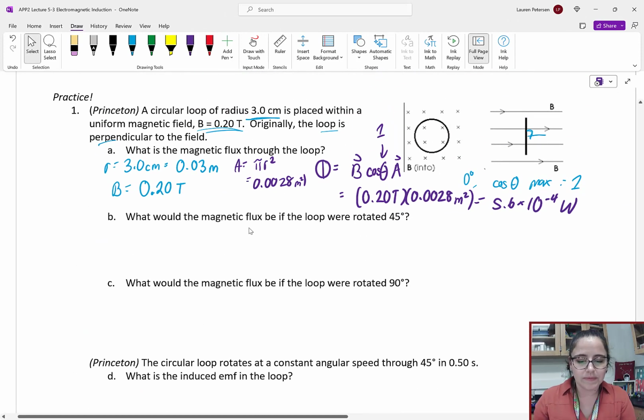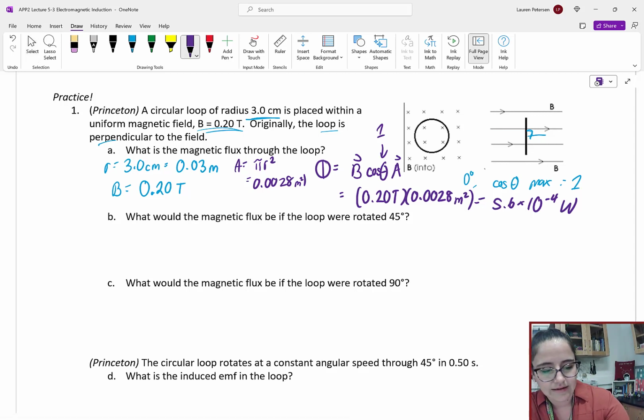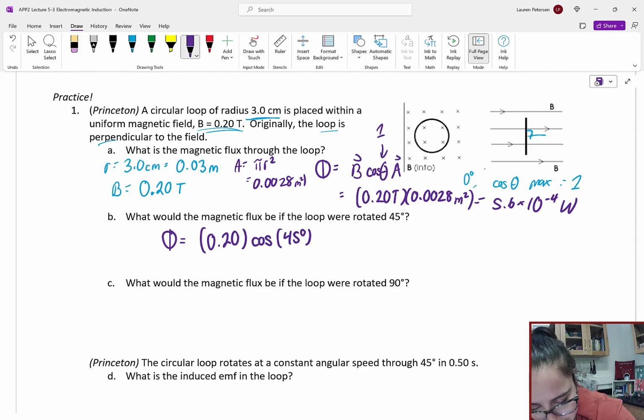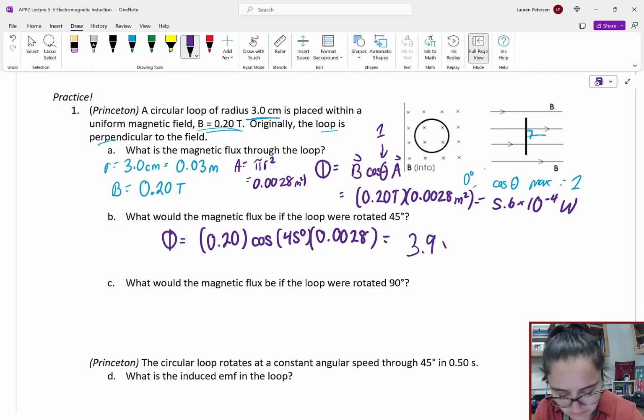So what would be the magnetic flux if the loop were rotated 45 degrees? So we can go ahead and plug that in. That's going to be a 45-degree angle. So our flux will be 0.20 times the cosine of 45 degrees times 0.0028, which gives us 3.9 times 10 to the negative 4 Webers. Okay, so less flux.